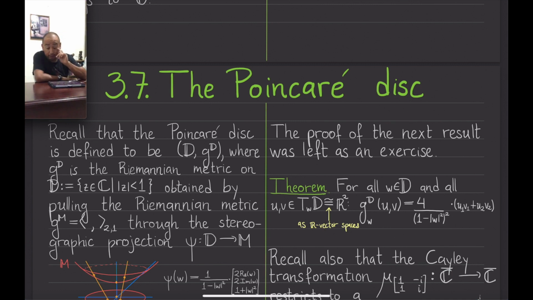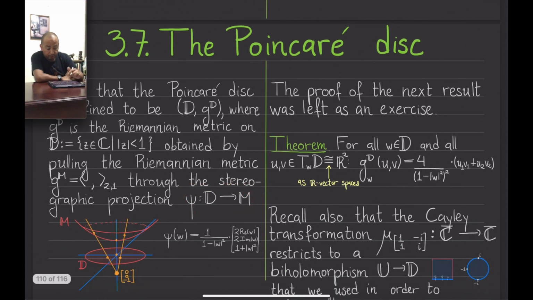So recall that we already introduced the Poincaré Disc as the unit disk with certain Riemannian metric, which is not the usual Euclidean metric, but rather the one obtained from the Minkowski metric on the hyperboloid through the stereographic projection from the point (0, 0, -1). Right? So here is the picture.